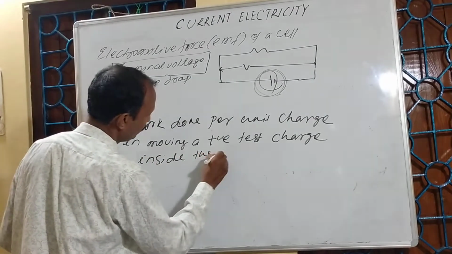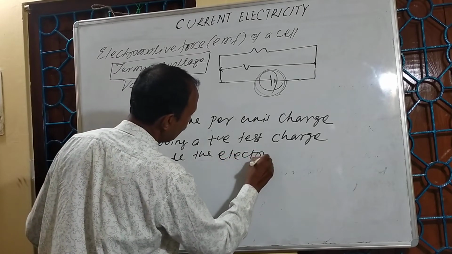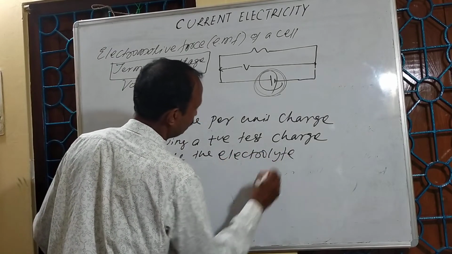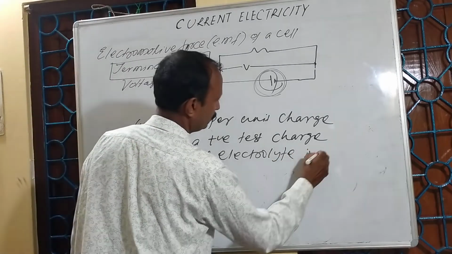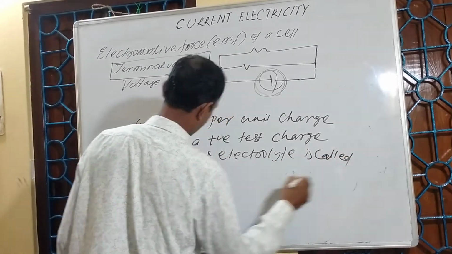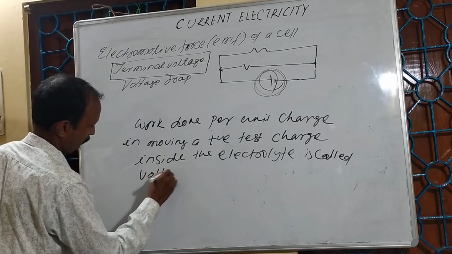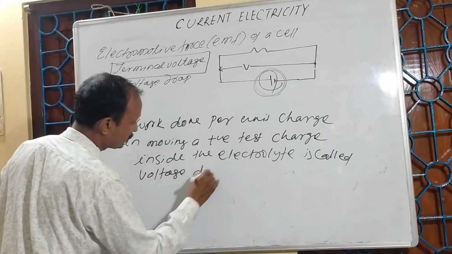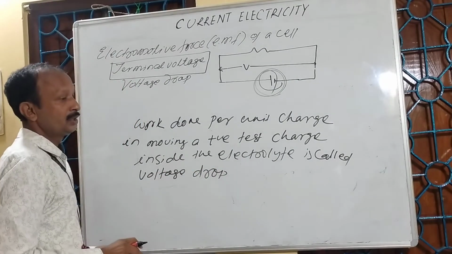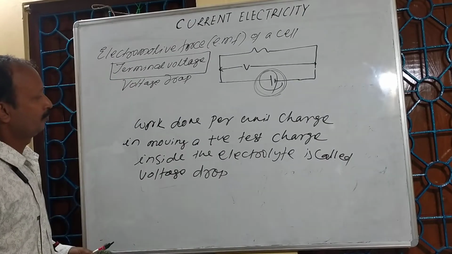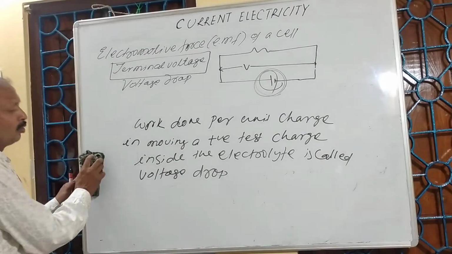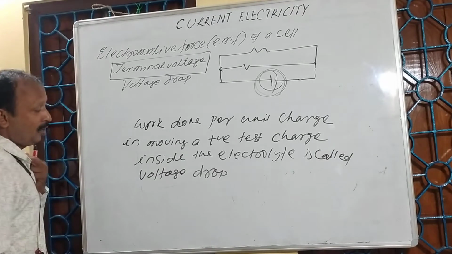Inside the electrolyte is called voltage drop. So what is this voltage drop?